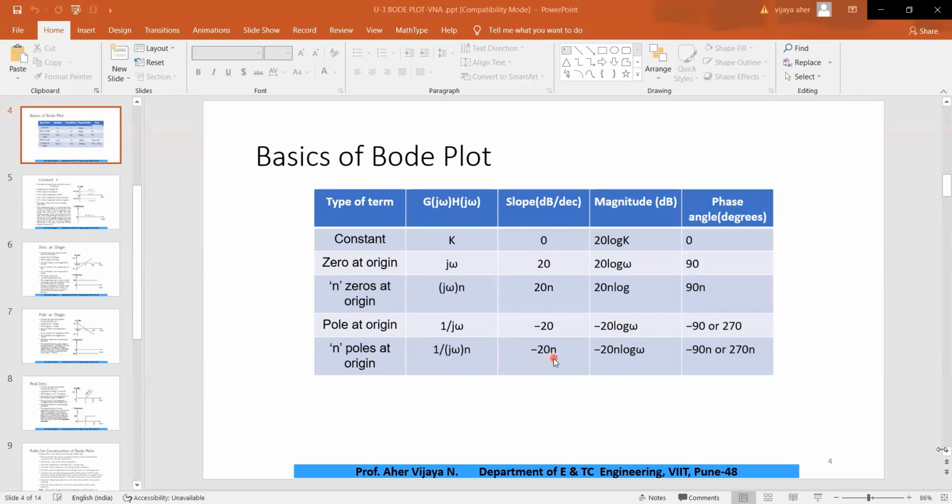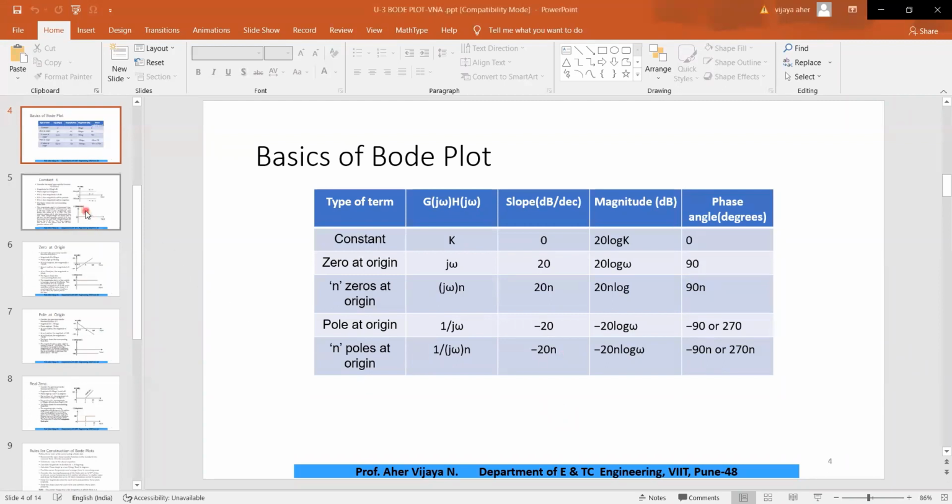Okay, so minus 20 into, for example, 4. n is equal to 4, 4 poles at origin, so you are going to multiply with 4, right? This is the equation for magnitude in dB. Multiply by n, and this is the equation for phase angle. Just multiply by n. So you have to remember this table. This is a very important table, okay, related to Bode plot.